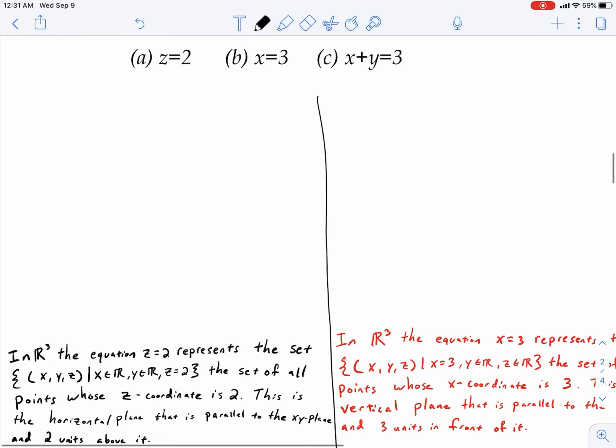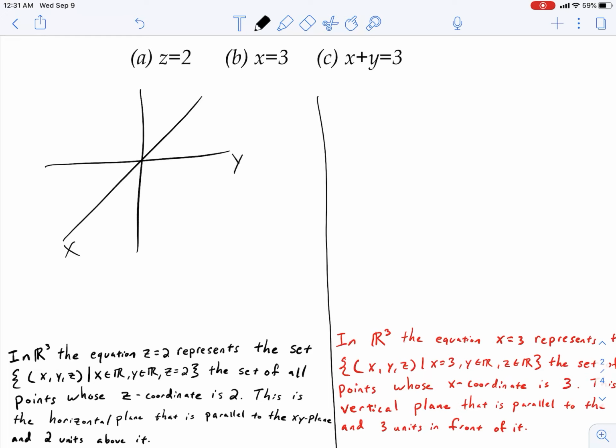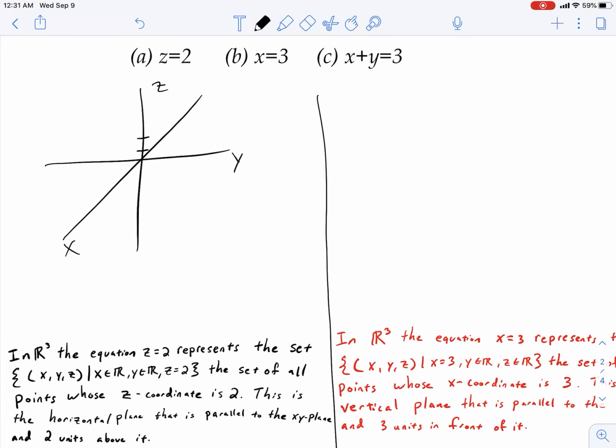So I'm going to draw a three-dimensional coordinate system. We have x, y, and z. And for a, we're just told that z equals 2. So all I need to do is go up on the z-axis at 2, and I'm just going to put a dot there. And because the only thing that's defined is z, and it tells me that z has to equal 2, everywhere on this graph, z has to be 2. So we're going to create a horizontal plane at z equals 2.